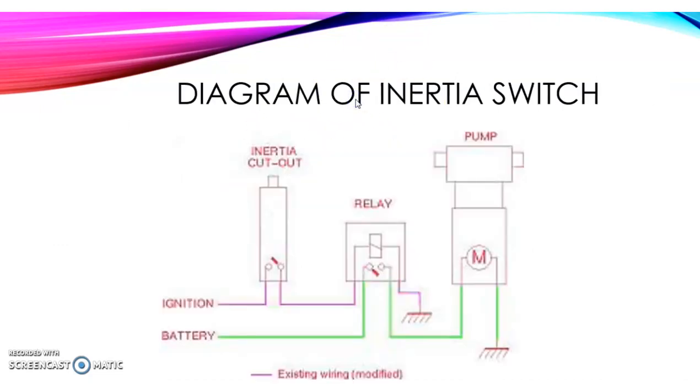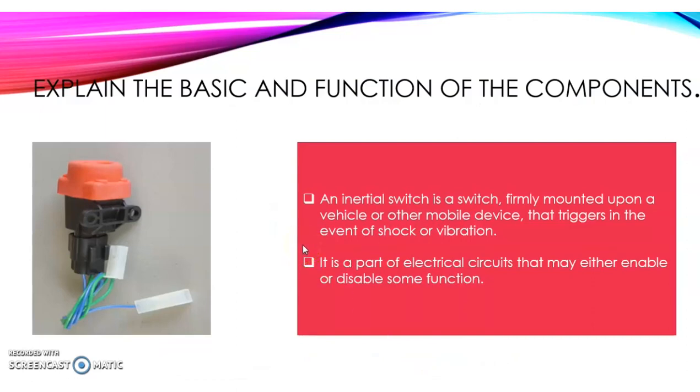Next, this is the diagram for the ignition switch. We can see the ignition to the inertial cut off and the relay, and the battery is connected to the relay and the connection to the terminal and pump. The purple line is an existing wire modified, and the green line is a new heavy gauge wire.